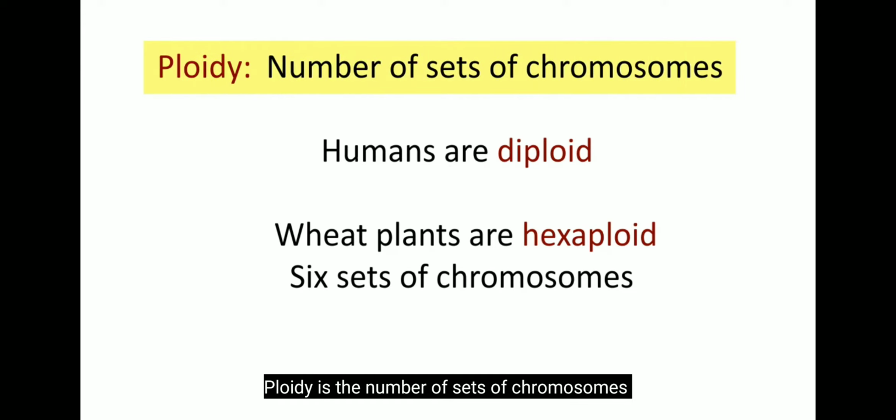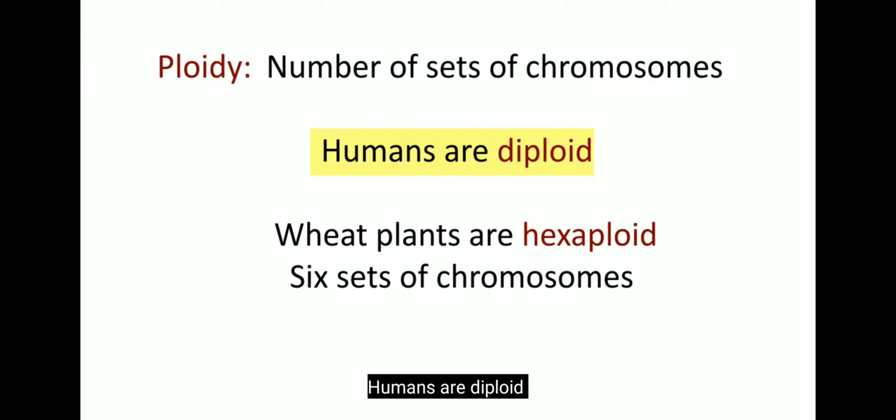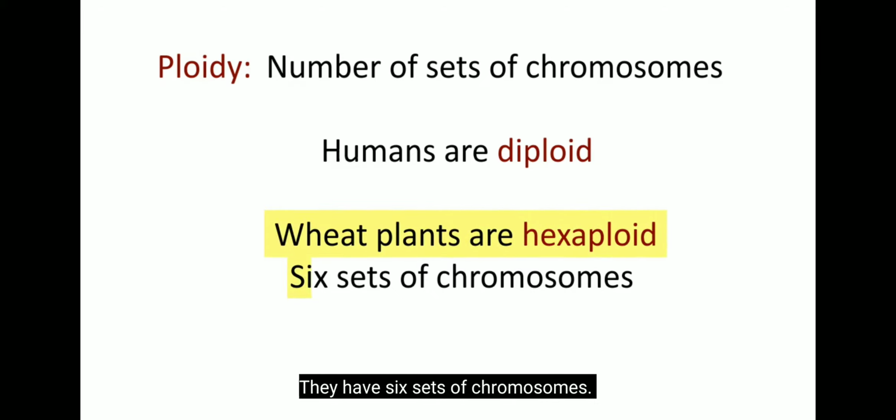Ploidy is the number of sets of chromosomes that an organism has. Humans are diploid with 2 sets of chromosomes. Many plants have a different ploidy. For example, wheat plants are hexaploid. They have 6 sets of chromosomes. This means they have 6 different copies of each of their chromosomes.